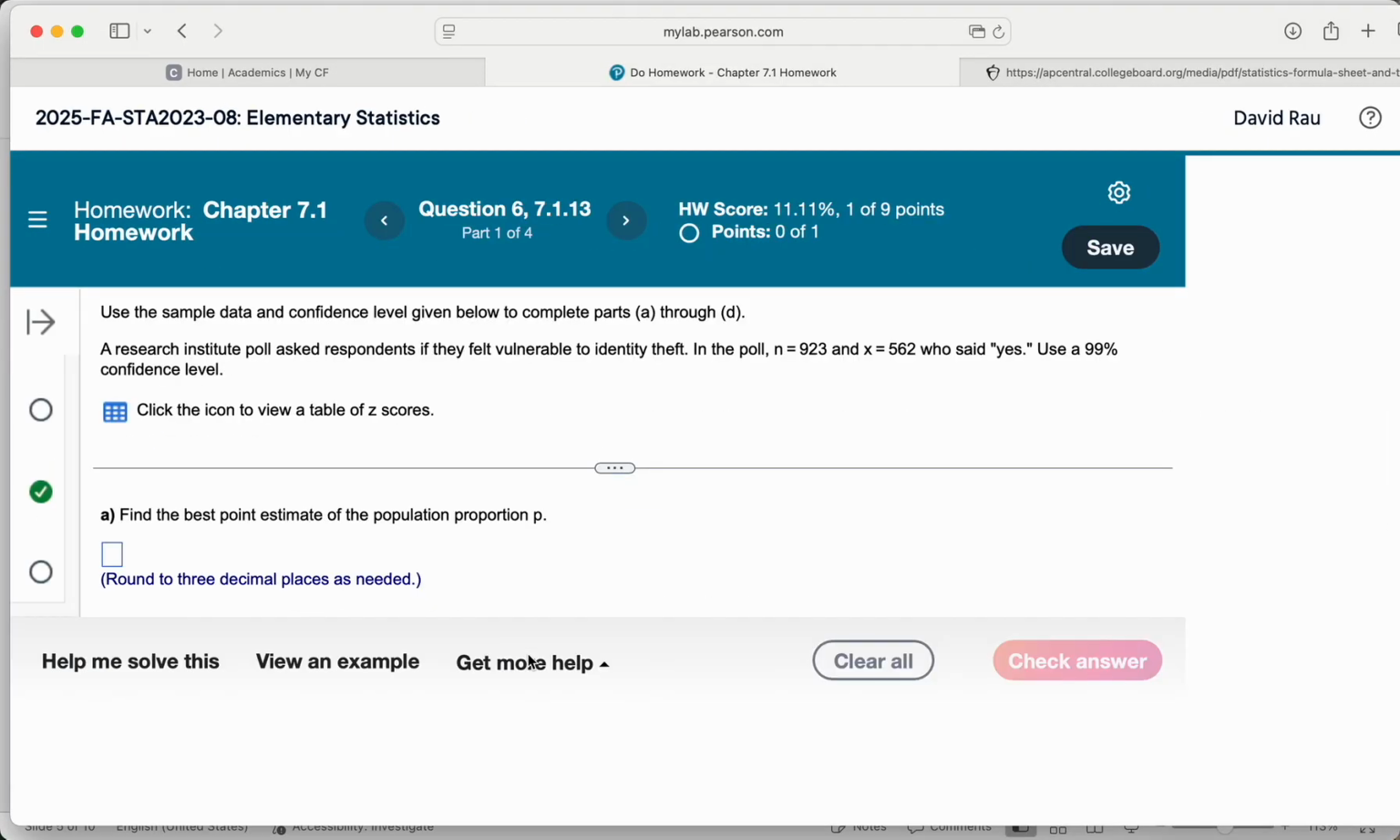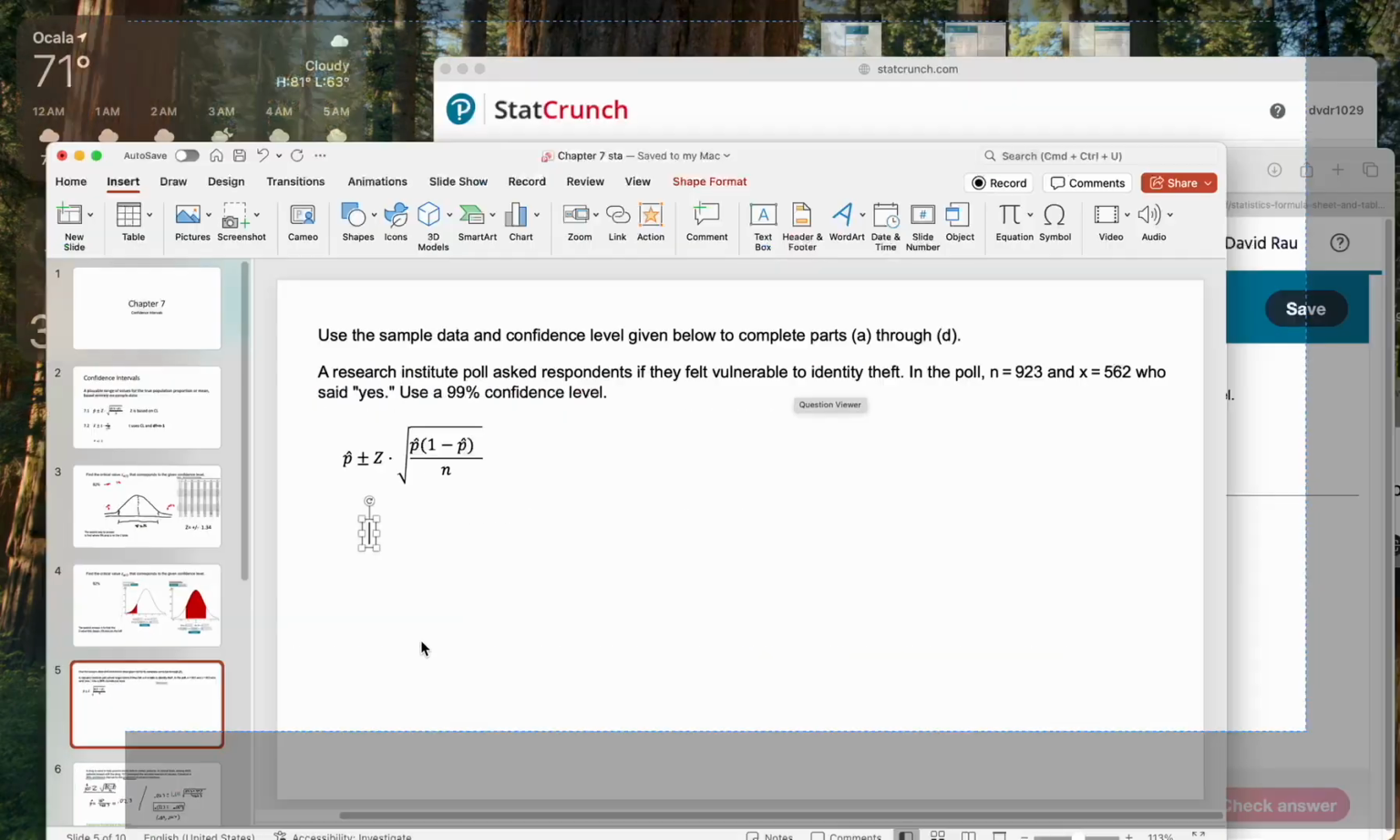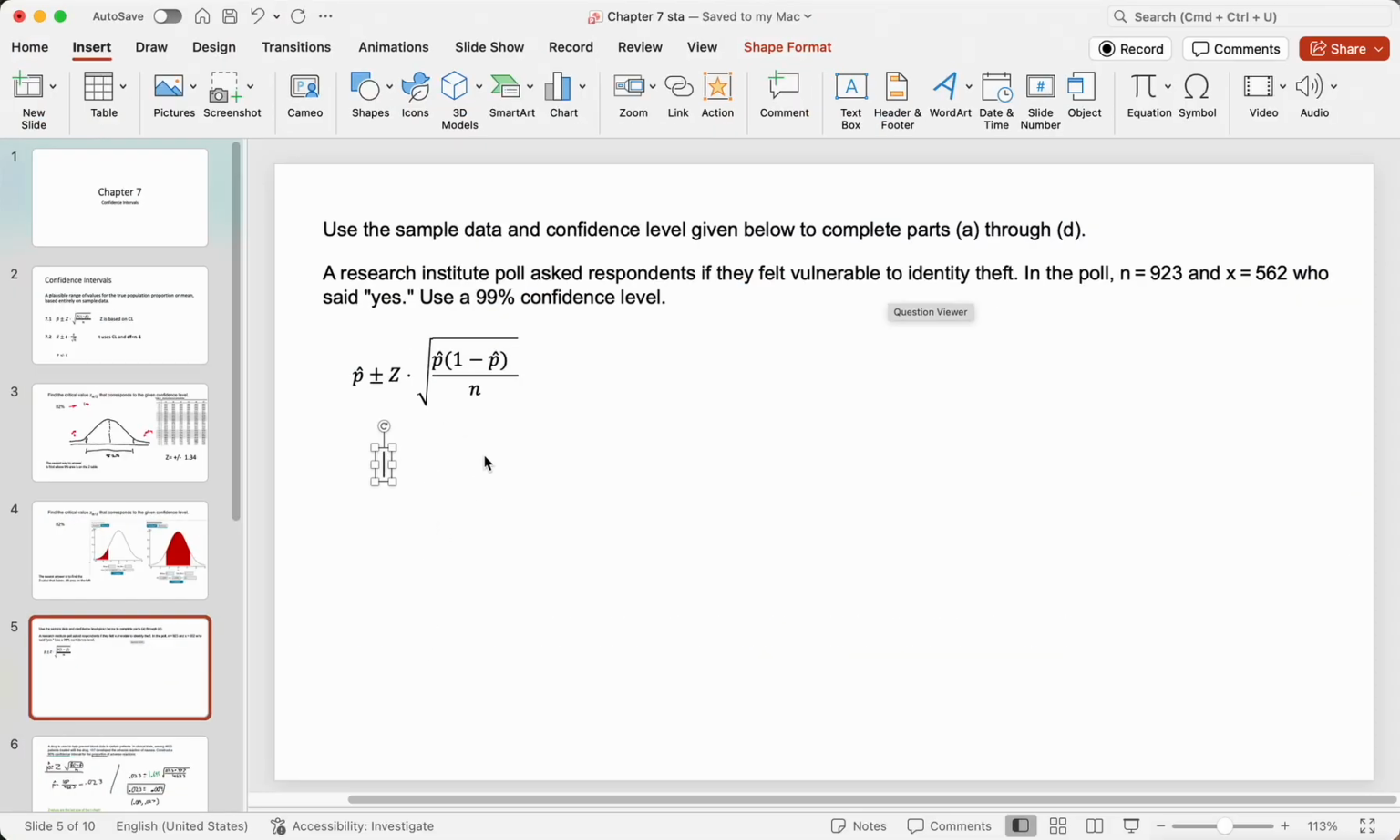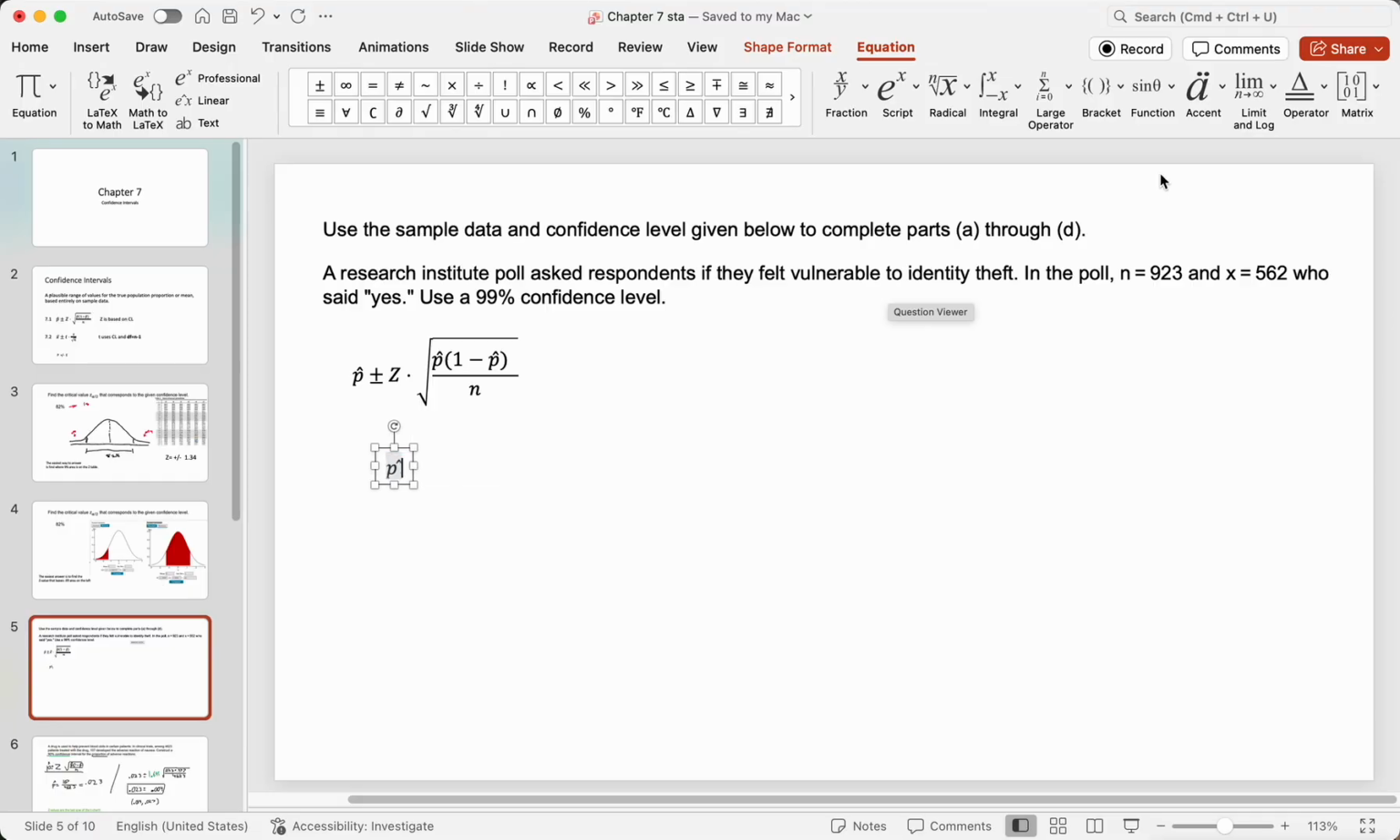Well, a point estimate is simply that first thing in the confidence level. So really, I'm looking for what is that p hat. And so that p hat is going to be my successes, or in other words, the event I'm looking for, which is find out who feels vulnerable to identity theft. So there we go. I found 562 that said yes, they do, out of 923. And really, we just need to work that out and get a nice decimal for it.